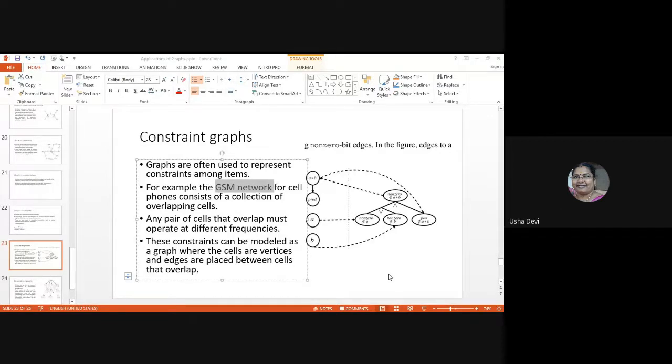So this is about constraints among items. There may be some kind of overlapping, and we may keep listening to so many things, but what is required for us, only that alone will be taken out. The rest of the things should be neglected. That is the best example for constraint graphs. This is another kind of constraint graph.